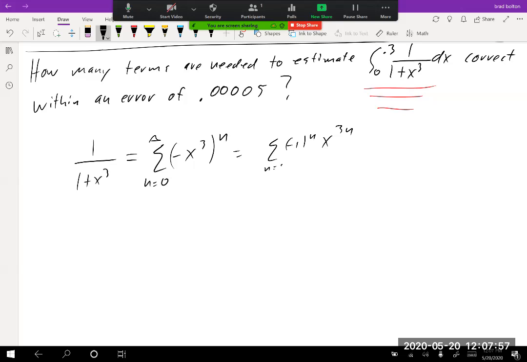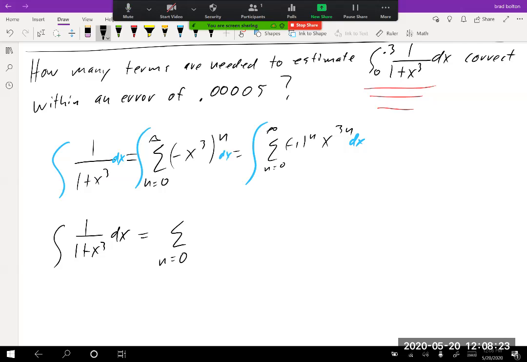From n equals 0 to infinity. So now what if I were to go and integrate this? I taught you in the previous video that you could now integrate this, and you now have the integral of 1 over 1 plus x cubed dx equal to the summation from n equals 0 to infinity of -1 to the n x to the 3n plus 1 divided by 3n plus 1.